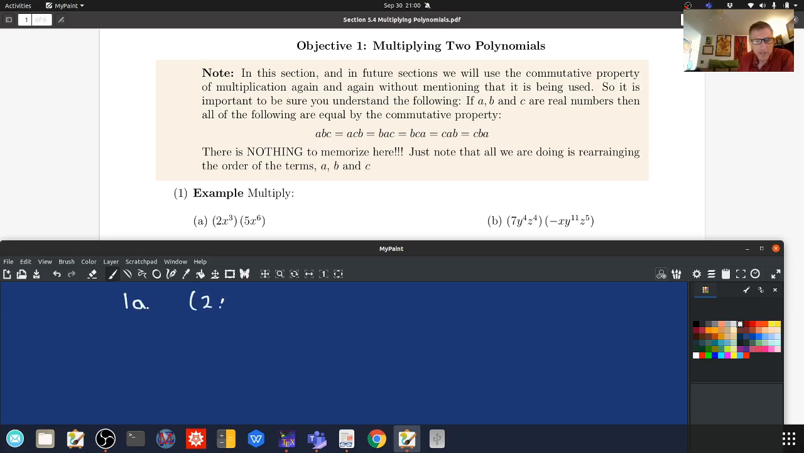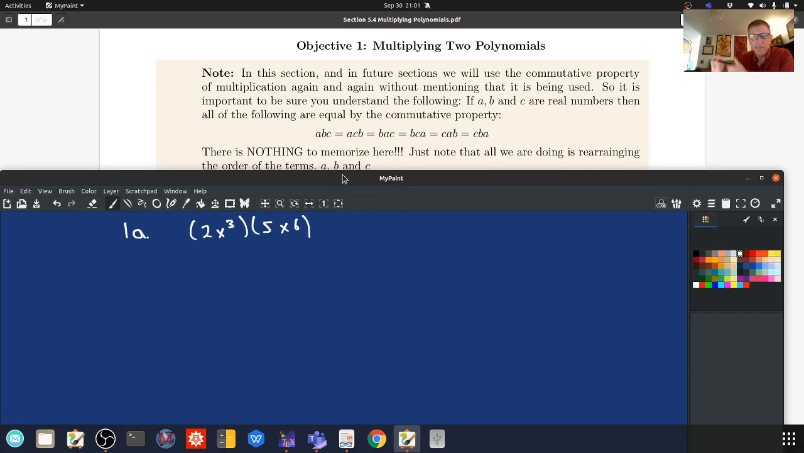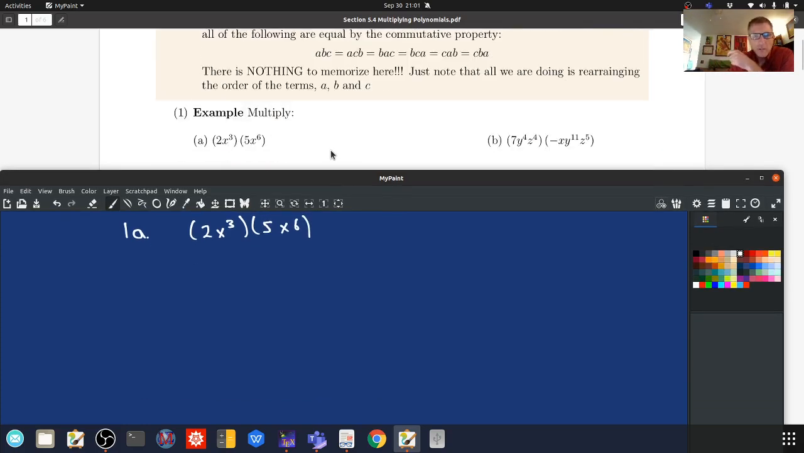So 2x to the third times 5x to the sixth. The easy way to do it is just to move. So this is a polynomial term. So just to remind you, this is one polynomial term. This is a degree 3 term. 2 is the coefficient. 5x to the sixth.